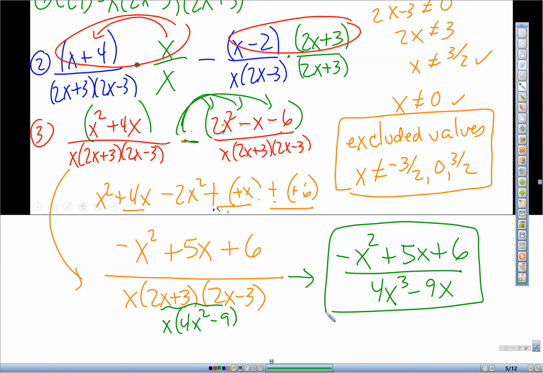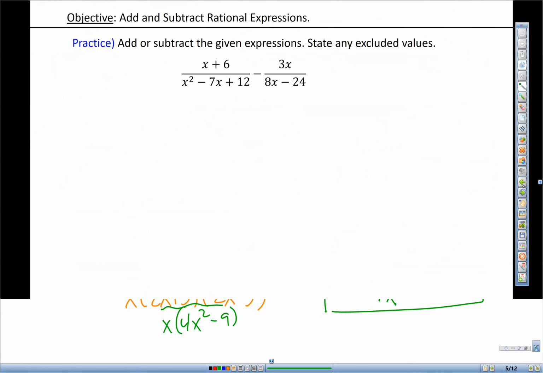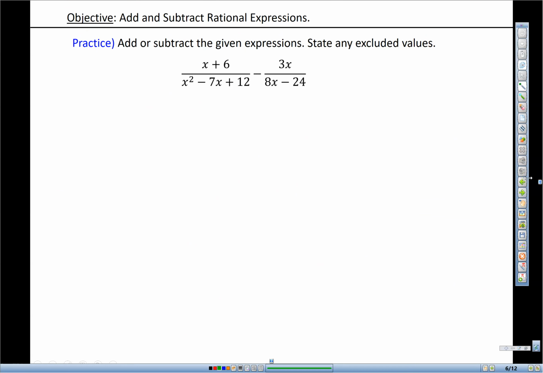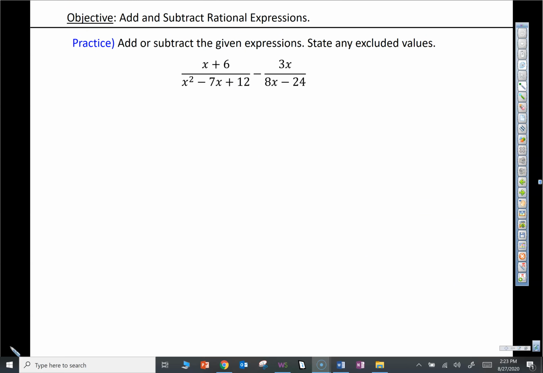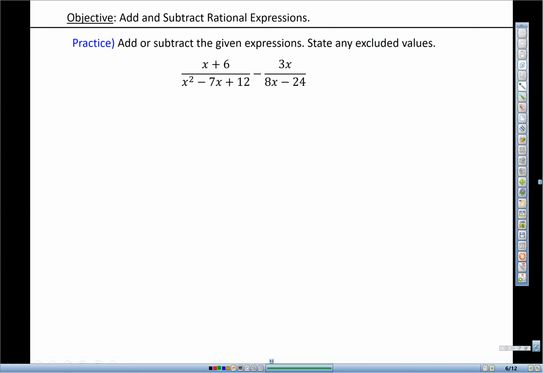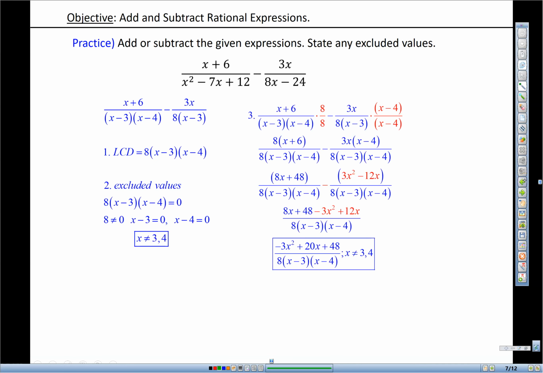All right, we're going to try a practice problem. So pause your video here, give this problem a try. Okay, so let's take a look at what we should get. All right, so over here is where it goes through the excluded values. So x cannot be 3 or 4 in this case.